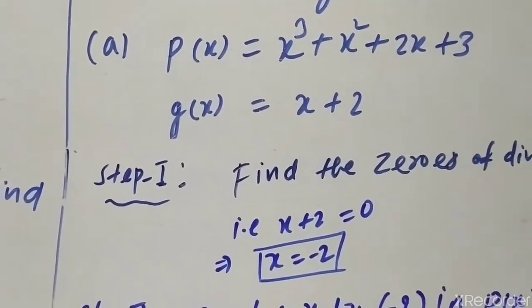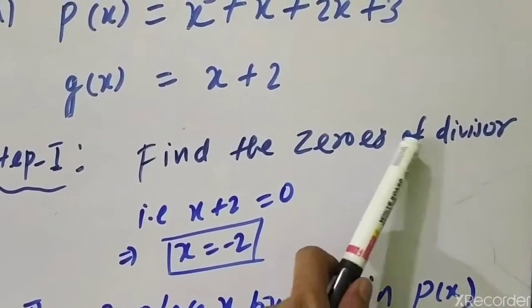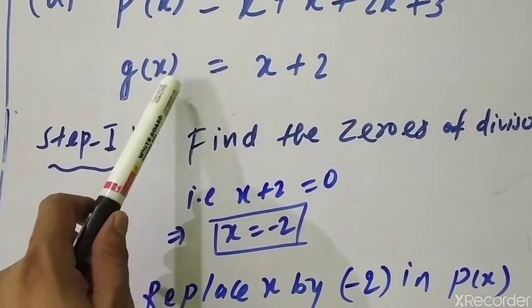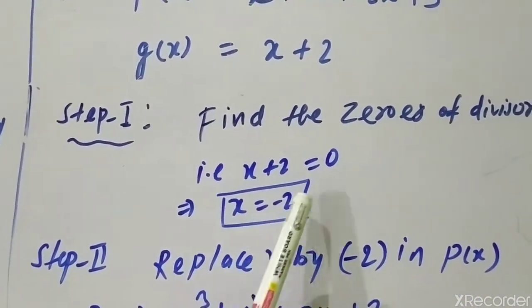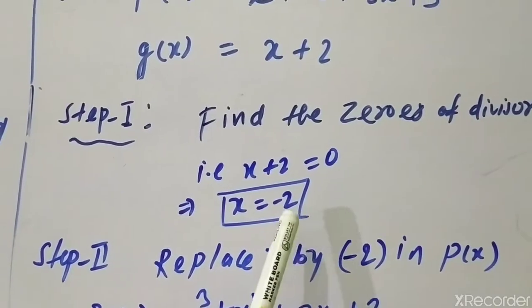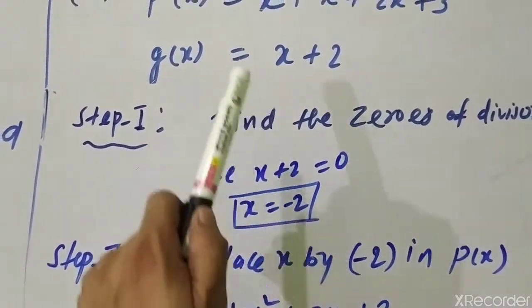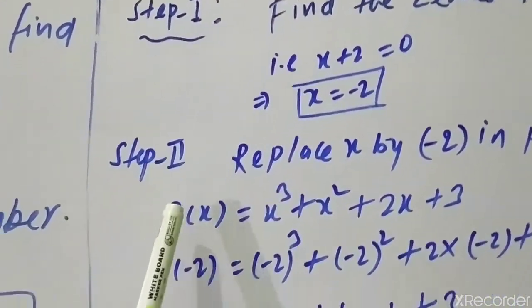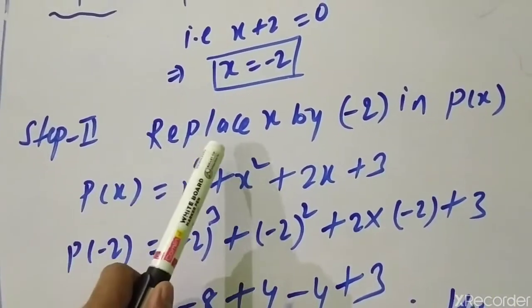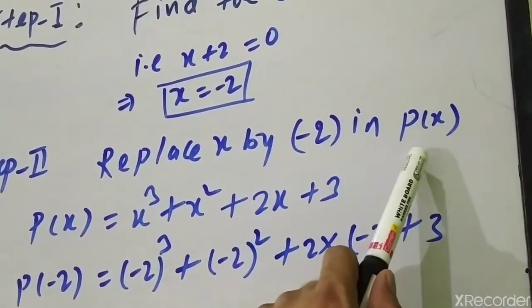But what is the first step? The step is to find the zero of the divisor. It means first we set the divisor to 0. So x plus 2 equals 0, which means x equals minus 2, and after this we are going to substitute minus 2 here. This is the second step: replace x by minus 2 in the polynomial of x.